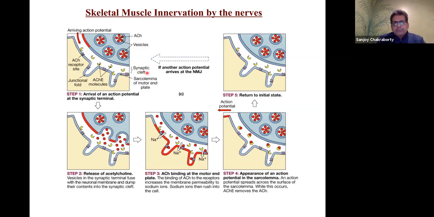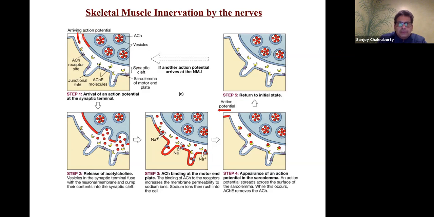Cleft means gap. And right here on the sarcolemma, which is the plasma membrane of the muscle cell, we have receptors. This blue color material indicates the receptors. Receptors for what? Receptors for ACH, acetylcholine. So these are ACH receptors, and these are ACH itself.